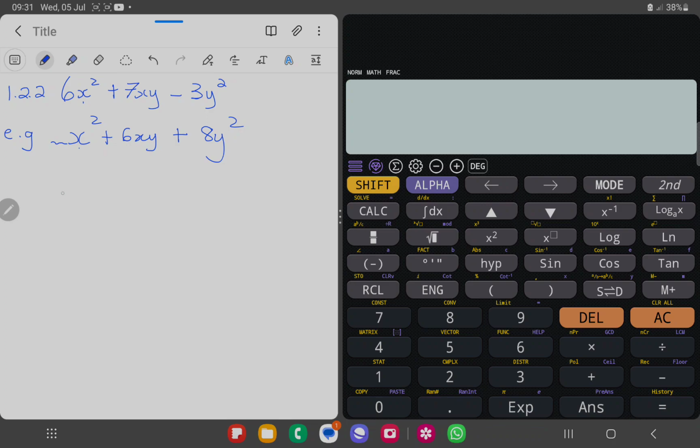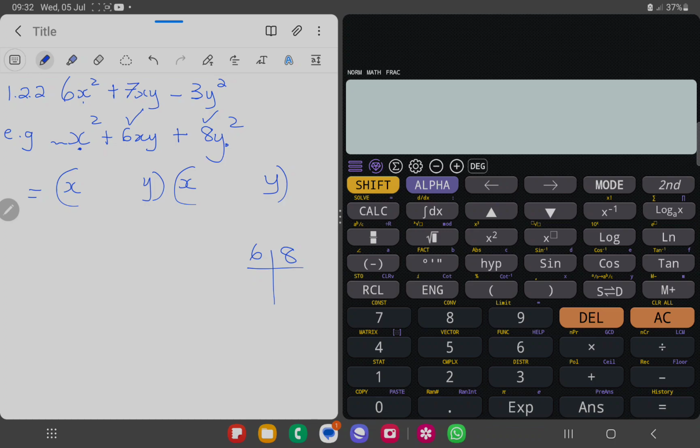So it means x squared plus 6xy plus 8y squared. We are going to open up two brackets. Then the first term is x squared, and the last term ends with y squared. So x squared we can break into x and x, and the y squared we can break into y and y. Then we want two numbers. When we multiply, they give us 8, and the same numbers when we add, they give us 6.